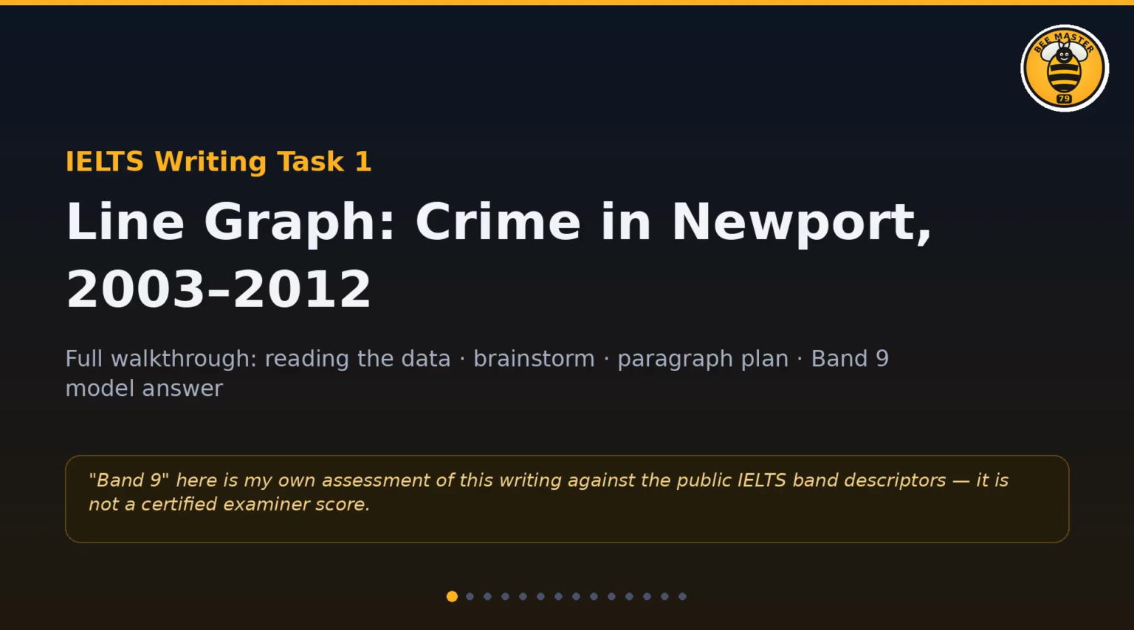In this lesson we will complete a full IELTS Writing Task 1 line graph from the first read of the data through the brainstorm to a band 9 model answer. One quick note before we start. Band 9 here is my own assessment of the writing against the public IELTS band descriptors. It is not a certified examiner score.